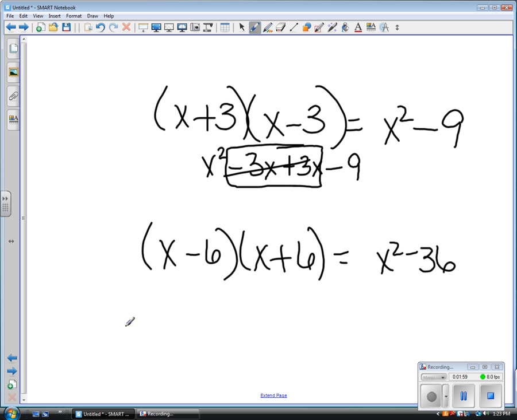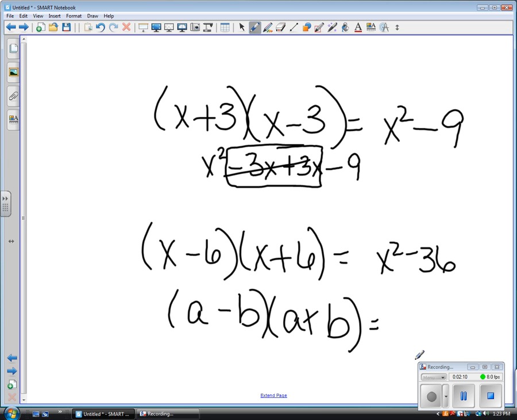So very quickly again, tell me what you get here. Yes. So what do you get when you have a positive times a negative? Very good. Okay? When you see a difference of squares, you really shouldn't have to do FOIL.